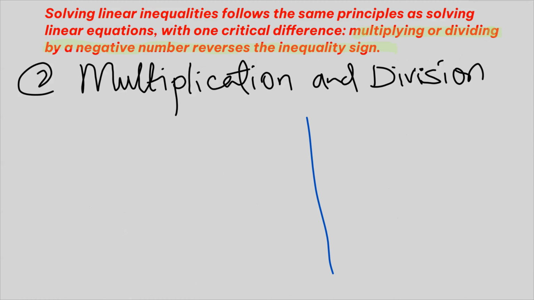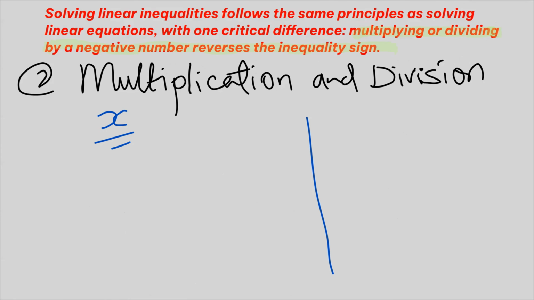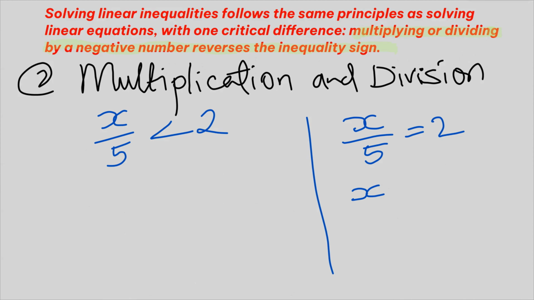Now let's look for another example. Now this is the last example. If we have x over 5 is less than 2, in a normal linear equation it will be x over 5 equals 2, and you just multiply both sides by 5 to isolate x. So we'll have x equals 2 times 5, and the answer will be x equals 10.